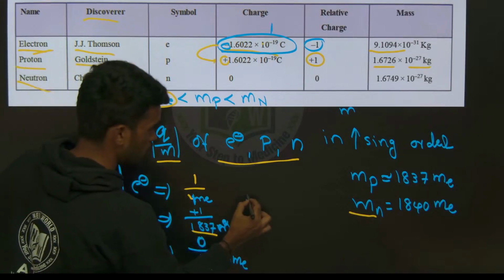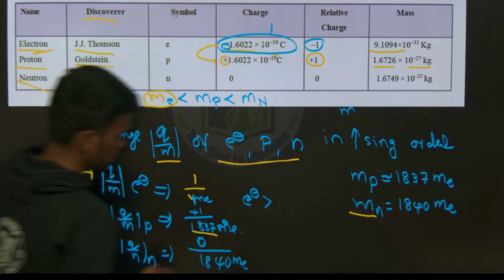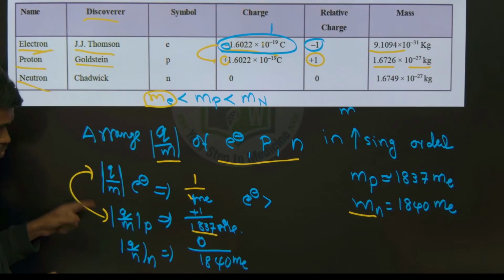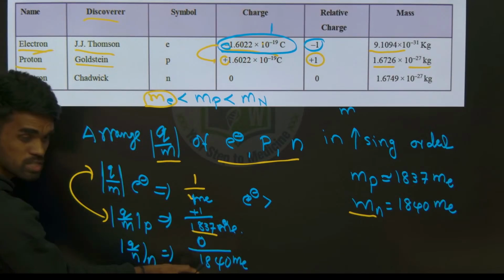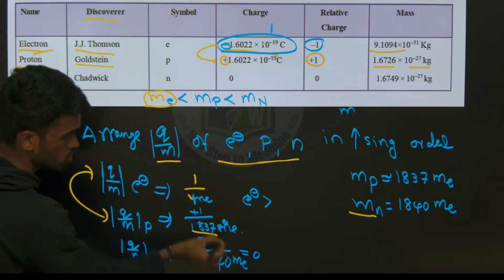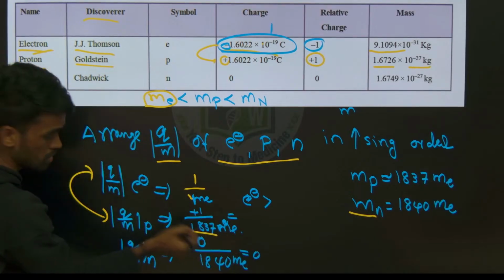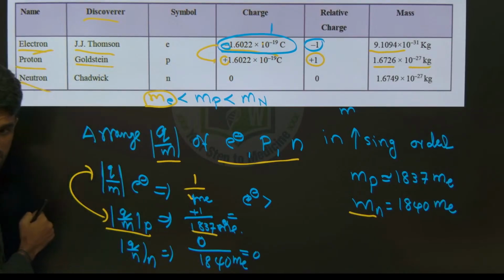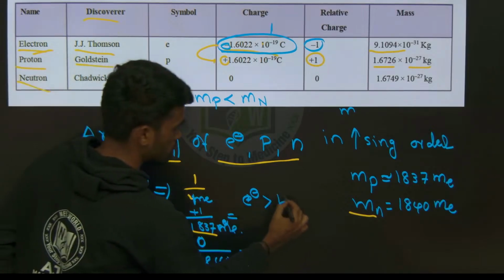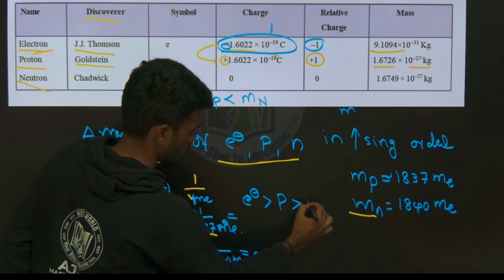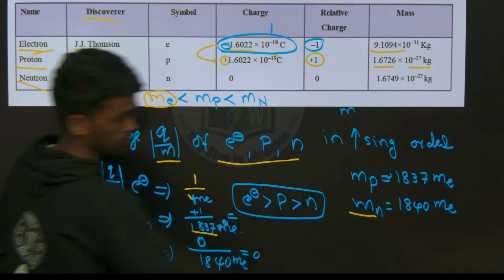So Q by M of electron is greater. Between these two, 0 by something will be 0 here, and it is having some decimal number. So relatively the mass of proton is bigger than the mass of neutron, so charge to mass ratio of proton comes first, and here neutron. This will be the order.